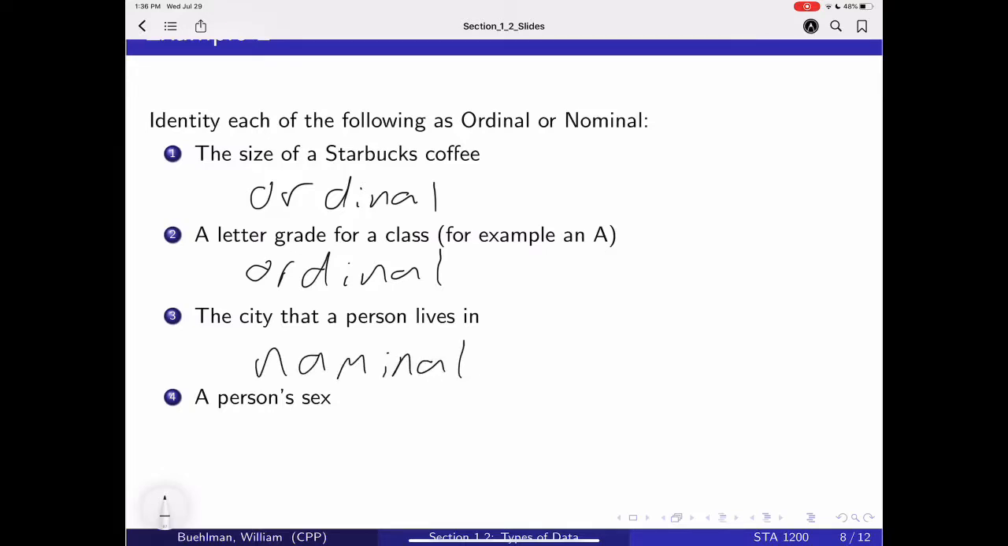A person's sex. So again, we have male and female. Does it matter if I put male before female or female before male? No. There is not a natural order. So we have nominal again.